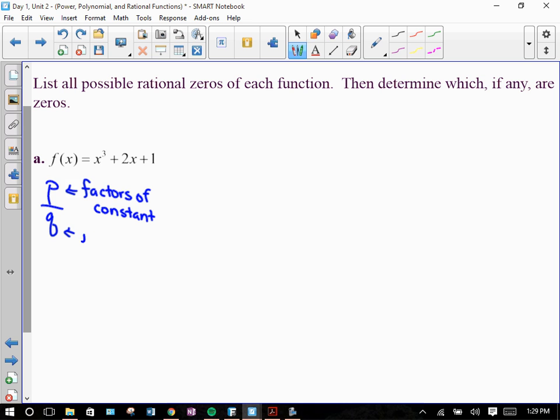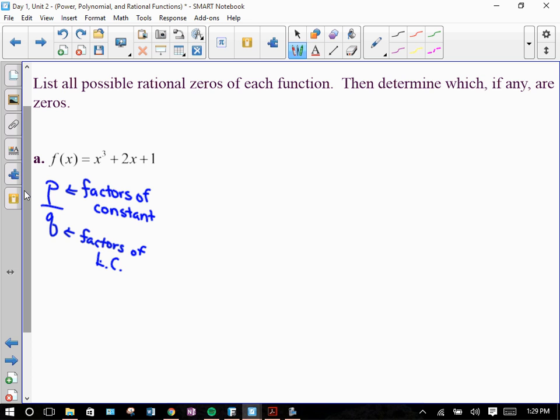Q is factors of the leading coefficient. Which should be easy to see why: if the leading coefficient is 1, it's kind of easy, it's kind of nice, because the only factor of 1 is plus or minus 1.